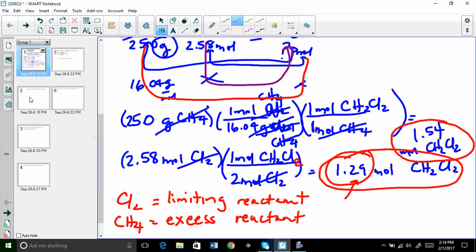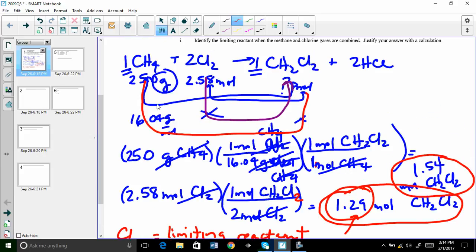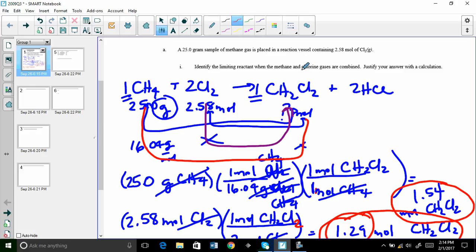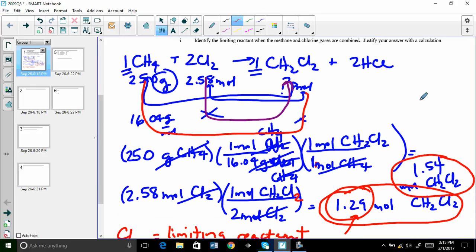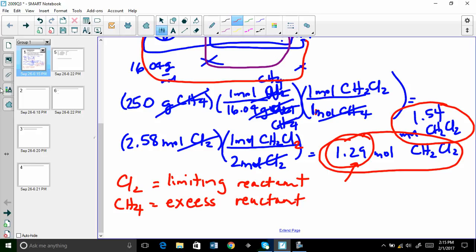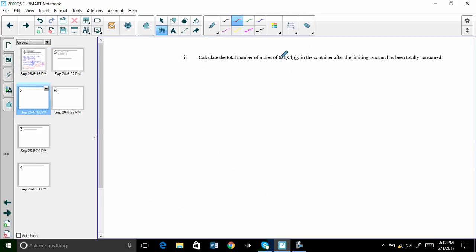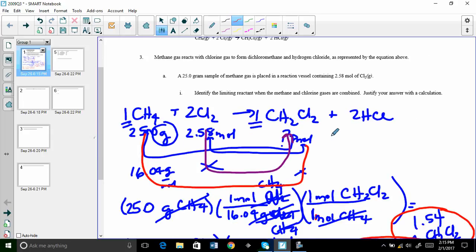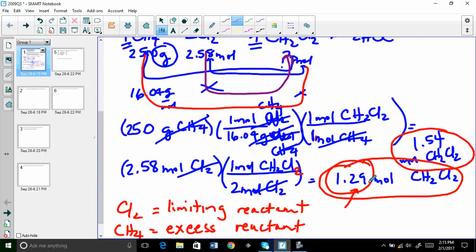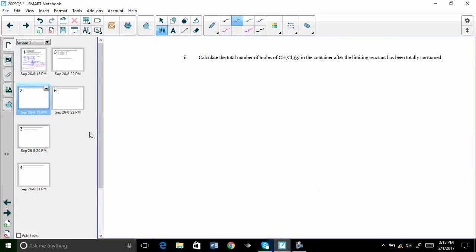What's the limiting reactant? I guess it says, if I go up here, identify the limiting reactant when the methane and the chlorine gases are combined. Justify your answer with the calculation. That should take care of it. Two, calculate the total number of moles of CH2Cl2 gas in the container when the limiting reactant has been totally consumed. We actually have already done that, because I always go to the first product. The answer is 1.29 moles. You will make 1.29 moles of CH2Cl2, and then the calculation.